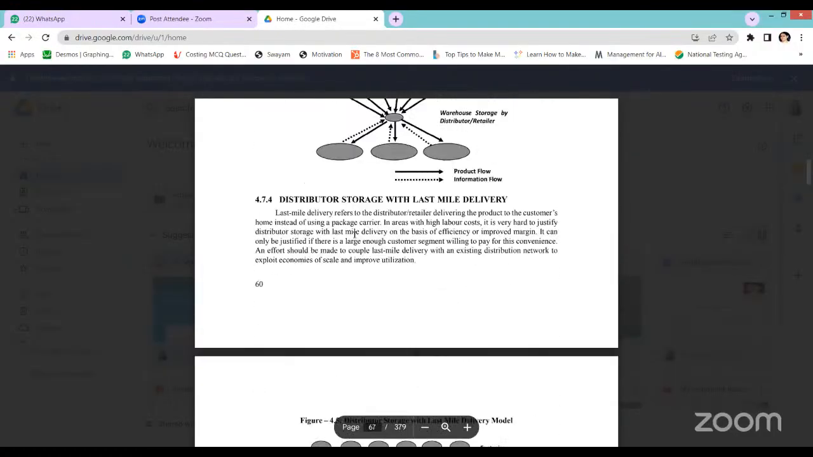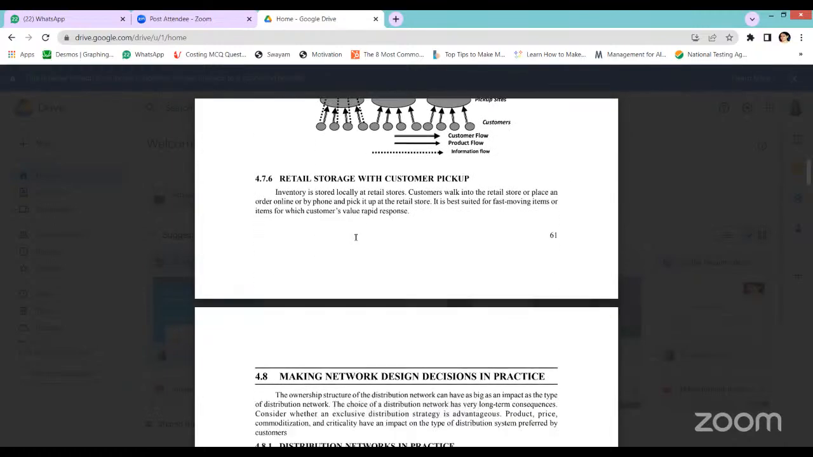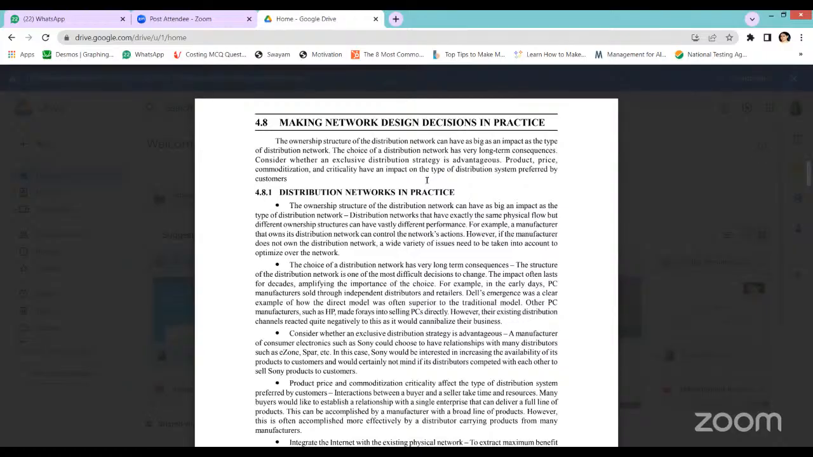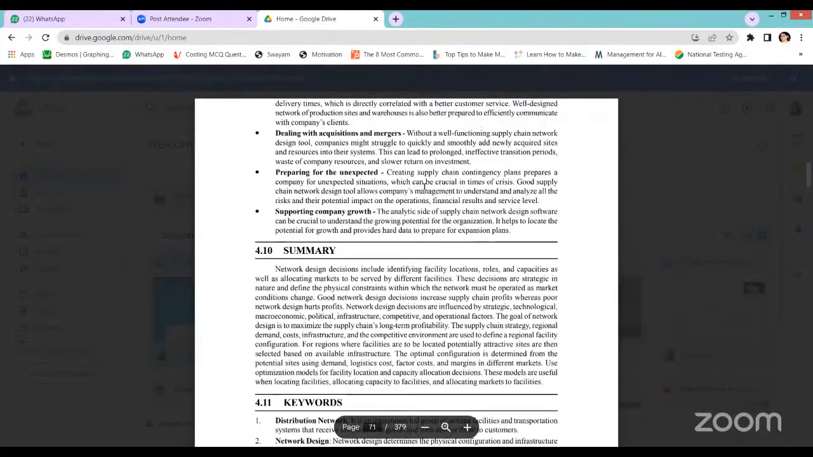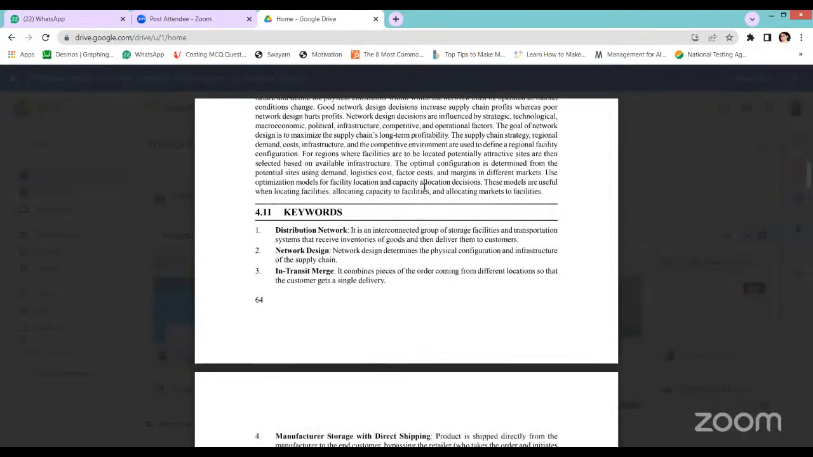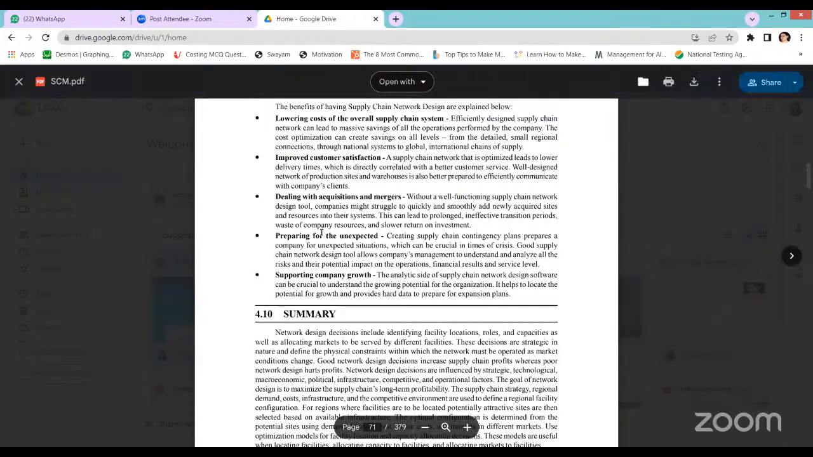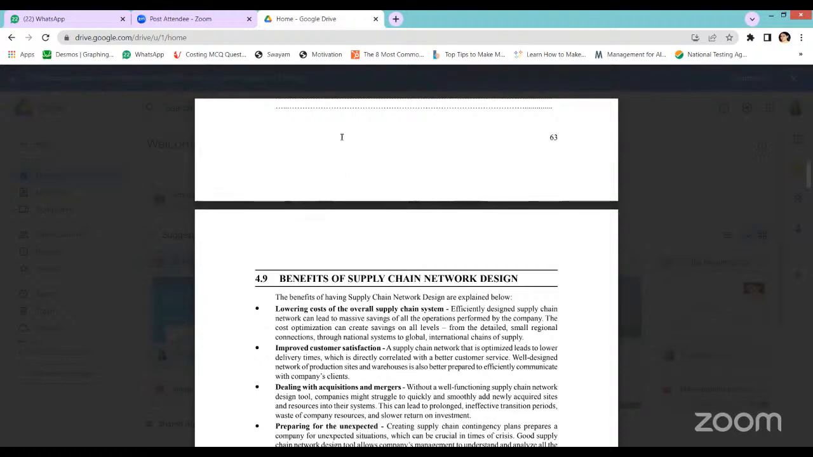As for myself, the first three chapters are more important. In this, making network design decisions in practice, the issues and benefits, you can concentrate on these two. What is a distribution network, the factors that influence it, and then the last one, the benefits of supply chain network design. If you concentrate on this, that's enough.